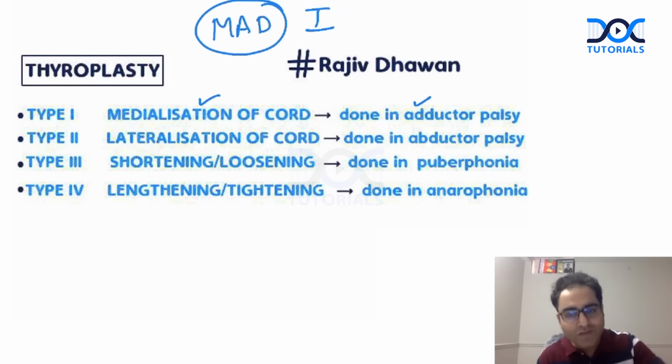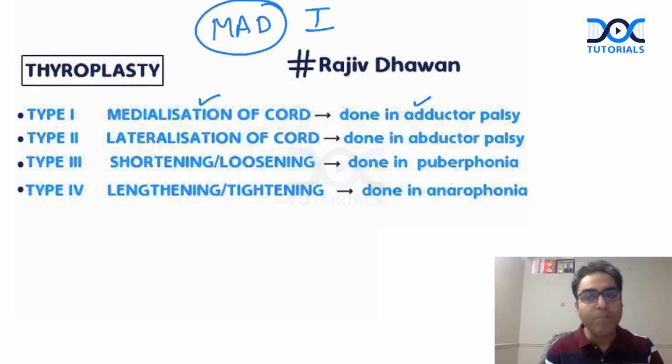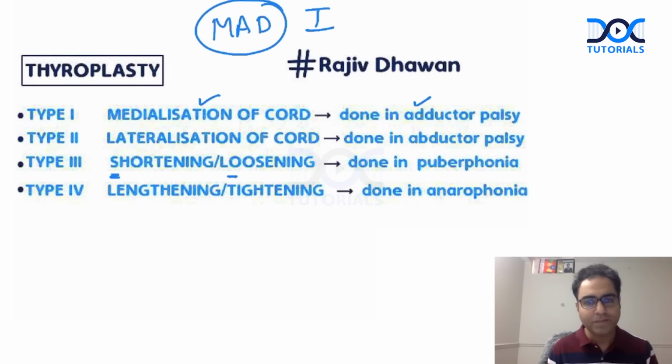Type 2 is the reverse of type 1. So type 2 will be lateralization done for abductor paralysis. Okay. And type 3 and type 4 are done for puberphonia and androphonia. Remember, normal voice in a male is a low pitch voice. Normal voice in a female is a high pitch voice. But if a male has a high pitch voice like a female, it's called puberphonia. And the name of the surgery is type 3 thyroplasty, which is shortening or loosening of vocal cord.